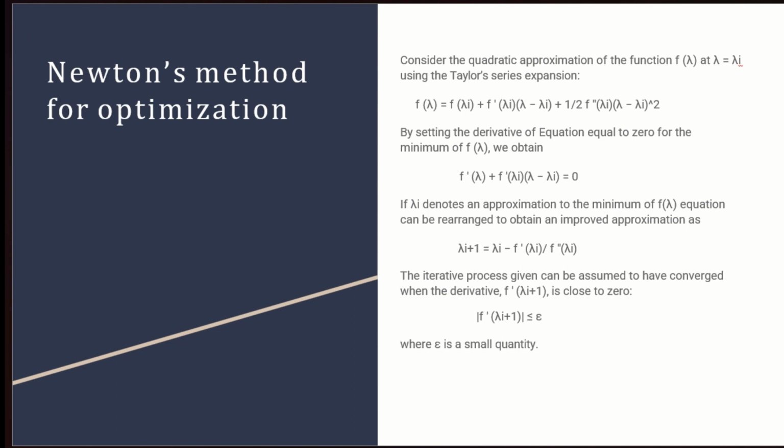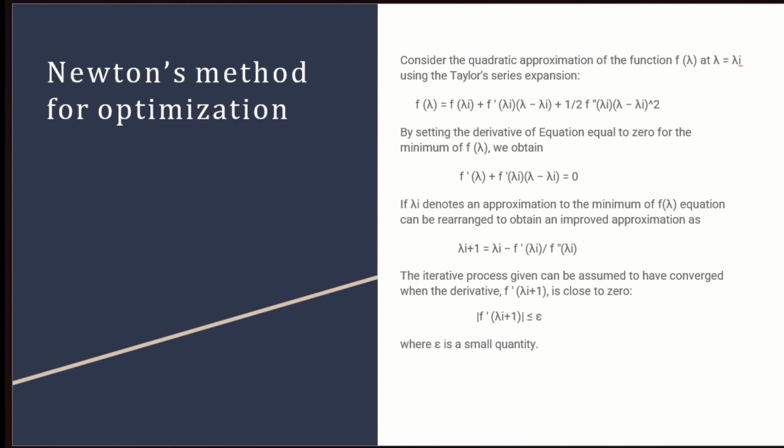Let's consider a quadratic approximation of a function f of lambda at some point lambda is equal to lambda i. Now, using the Taylor series on f of lambda, we can expand the function as f of lambda is equal to f of lambda i plus f dash of lambda i into lambda minus lambda i divided by 1 factorial plus 1 by 2 f double dash of lambda i into lambda minus lambda i whole square. By setting the derivative of the equation equal to 0, we'll be getting a minimum value of the function.